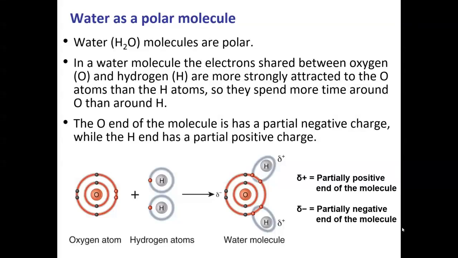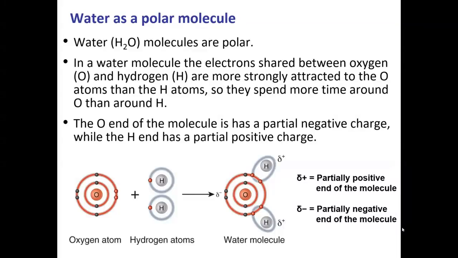The same as the number of electrons, so 8. So this one has 8 positive protons in its nucleus. This one has only one positive proton. So as the electrons are spinning around all three of these, they're going to spend more time around the oxygen, just because it has a bigger, more positive nucleus than the hydrogens have.